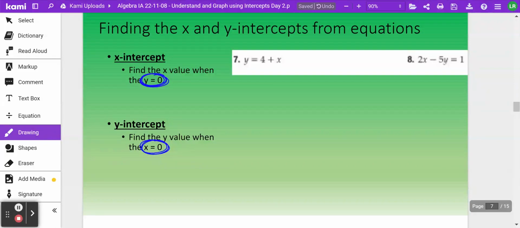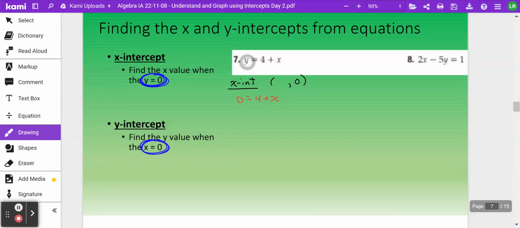So we're going to look at these 2 problems, number 7, number 8. We're just going to worry about getting the intercepts. We'll do the graphing here in a little bit. Let's look at how this takes place. For the x-intercept, remember, the y value is 0. So I'm going to put the 0 in for my y and make an equation. So I have 0 equals 4 plus x.